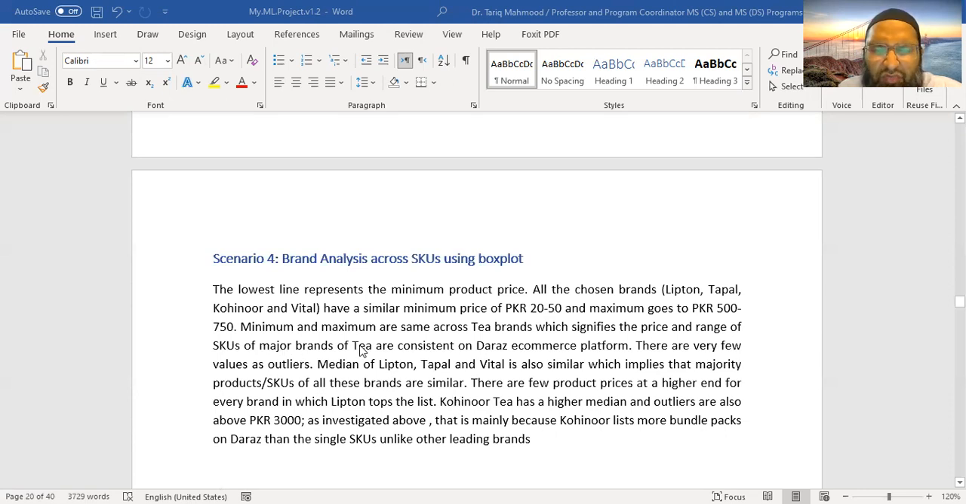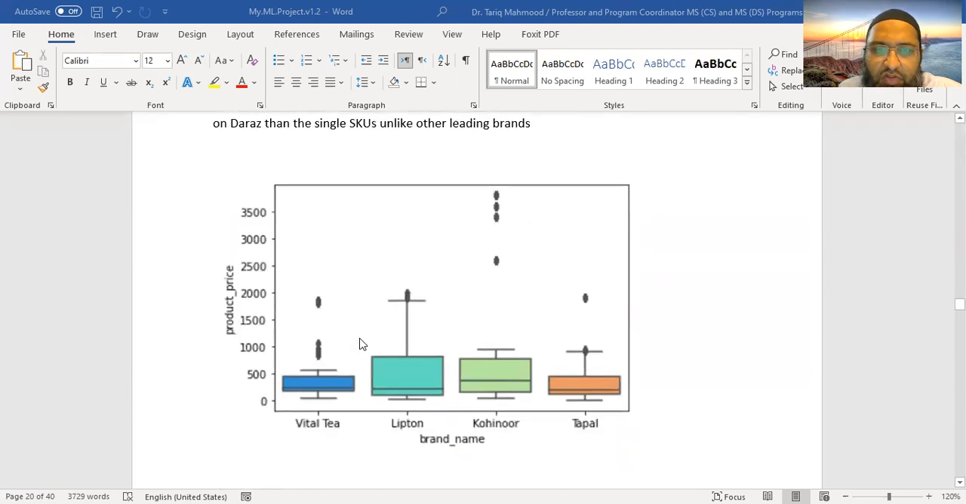So for the fourth scenario, we'll do the brand analysis across SKUs using the box plot. You can see here that we have these 4 box plots and we have the product price. When we have the box plot, we're looking for more balanced box plots, right? If the distribution is normal or seems normal, if the box seems normal along with its whiskers, it means that it's more stable and more reliable even for forecasting.